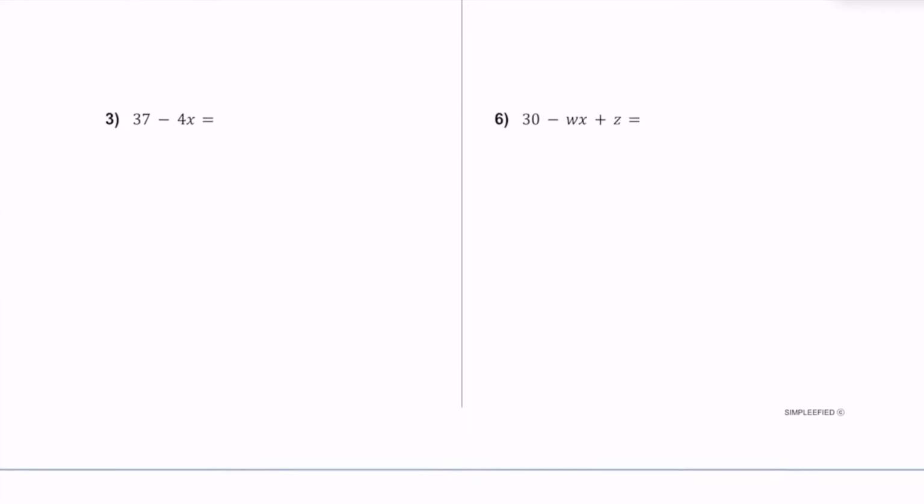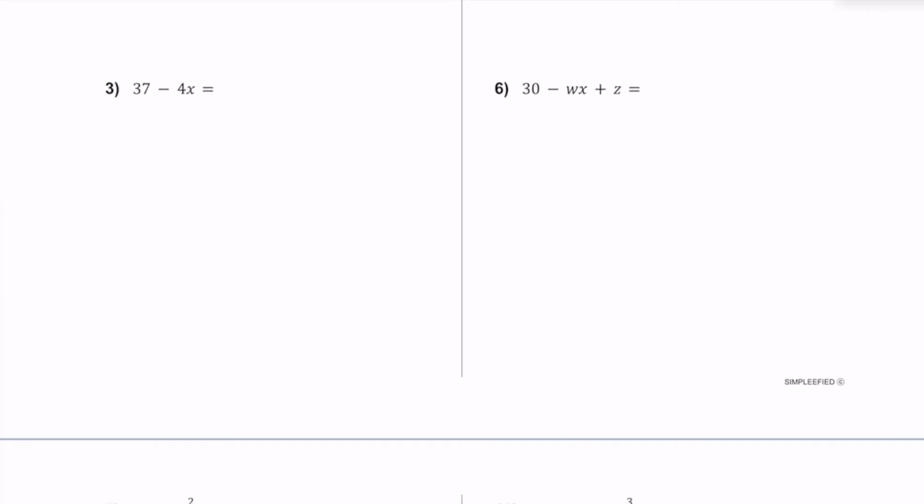All right, let's see. For number 3, we have another one that's similar to the one in number 2. We have 37 minus 4x. So if we substitute in, we have 37 minus, and then we have 4x, which means 4 times whatever x is. We know x is going to be 8. So I'm going to use parentheses here. This means 4 times 8.